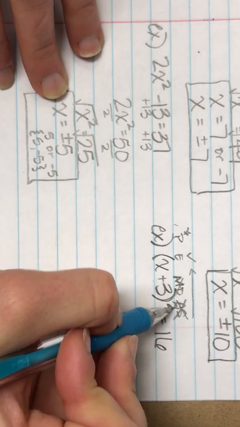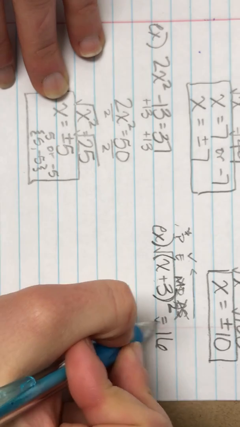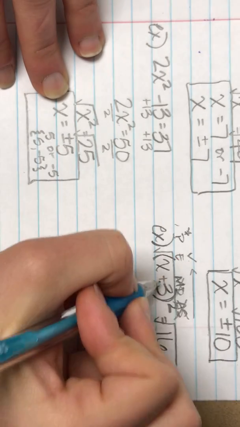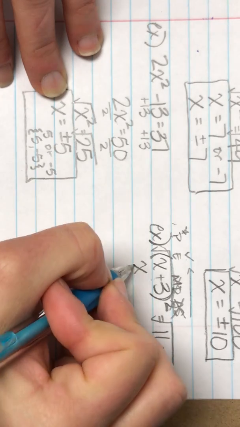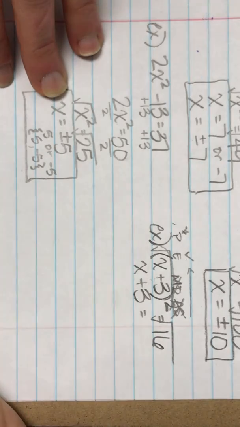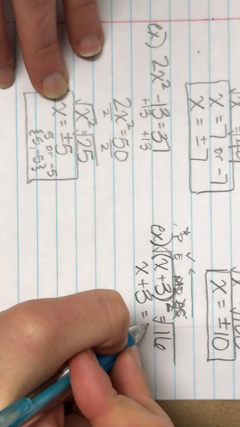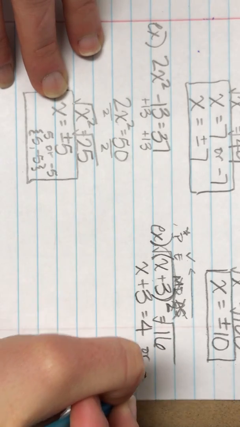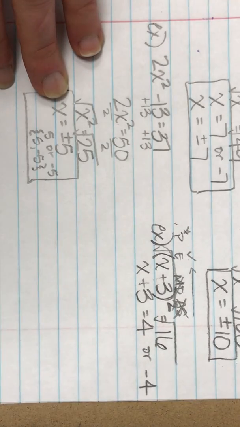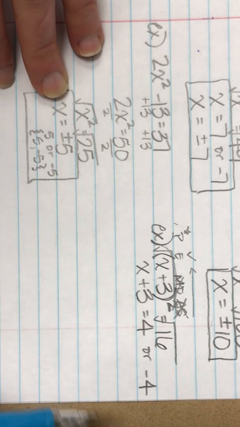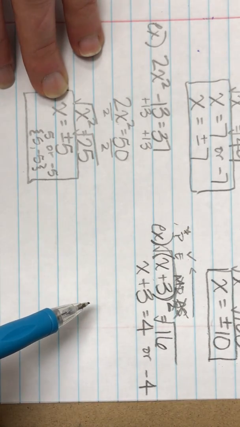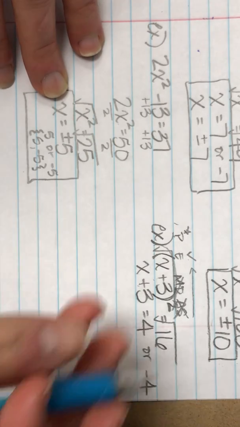So what's the inverse of squaring? It's to take the square root. So the square and the square root cancel each other out, and I get x plus 3 equals the square root of 16, which is 4 or negative 4. And I'm not going to use this little shortcut, the plus minus thing, because I'm not done doing math yet. I still have to subtract 3.